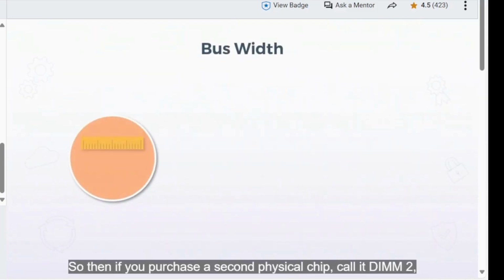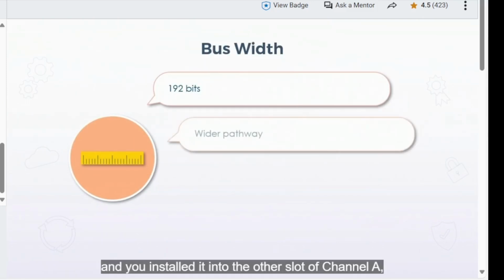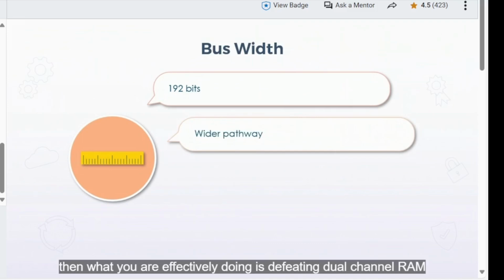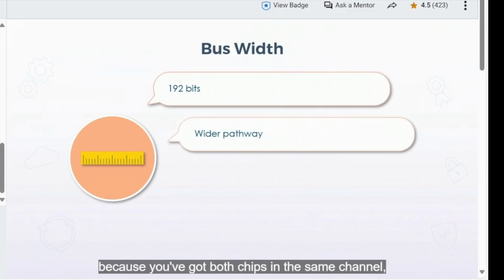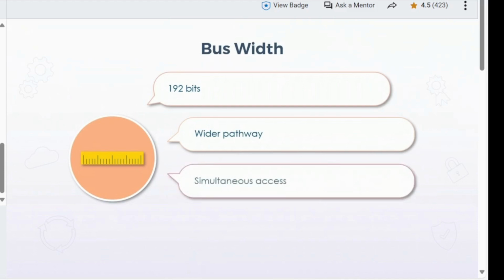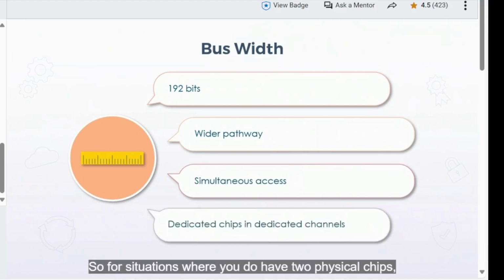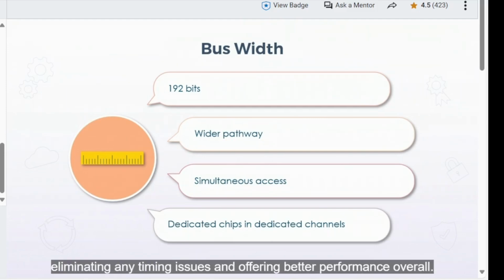So with triple channel memory, the bus width increases to 192 bits. So once again, we have a wider highway, if you will, capable of supporting more traffic. And when using triple channel RAM, again, if there are only 3 physical chips, then each one operates on its own dedicated channel when communicating with the processor, and they can all be accessed simultaneously. But be sure that if you do have 3 chips, each chip is placed into its own dedicated channel. In other words, you wouldn't want 2 chips in channel A, 1 chip in channel B, and then channel C left empty. This would still work, but once again, it would defeat the purpose of having 3 channels.